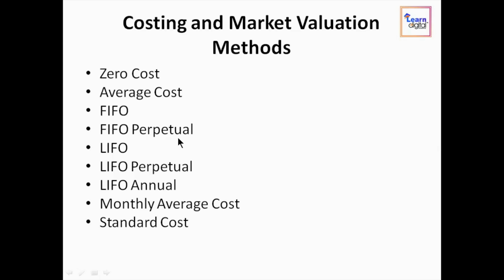And perpetual means it is a system where the inventory account is constantly changing. So when a retailer purchases the products, the retailer debits the inventory account for the cost, and when we sell the product, the inventory account is credited, and the cost of goods sold is debited for the cost of goods sold. So in this method, the inventory account balance is continuously updated. So FIFO perpetual is much more updated. It gives much more updated values.